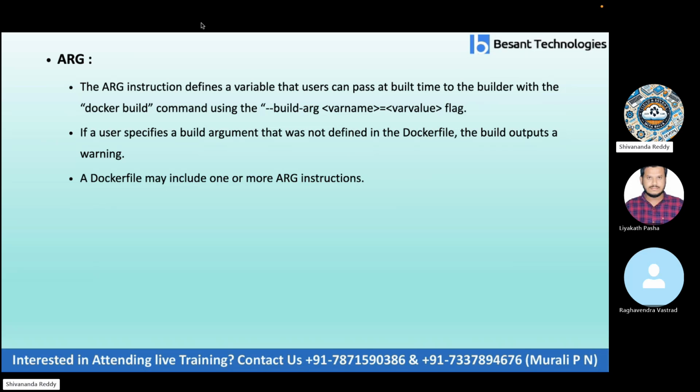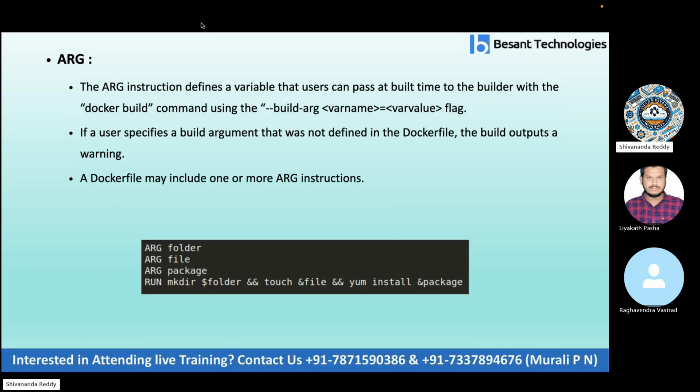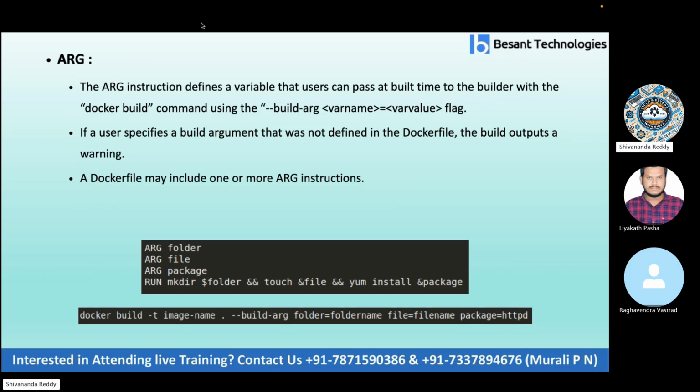ARG instruction then. The ARG instruction defines a variable that users can pass at build time with the docker build command. Like while building the Docker image, right? At that time you can pass the arguments like --build-arg, then the variable name, and the variable value can be added. If the user specifies a build argument that was not defined in the Dockerfile, the build outputs a warning. A Dockerfile may include one or more ARG instructions, like ARG folder, ARG file, ARG package. We can give it like this, and we can build it like this.